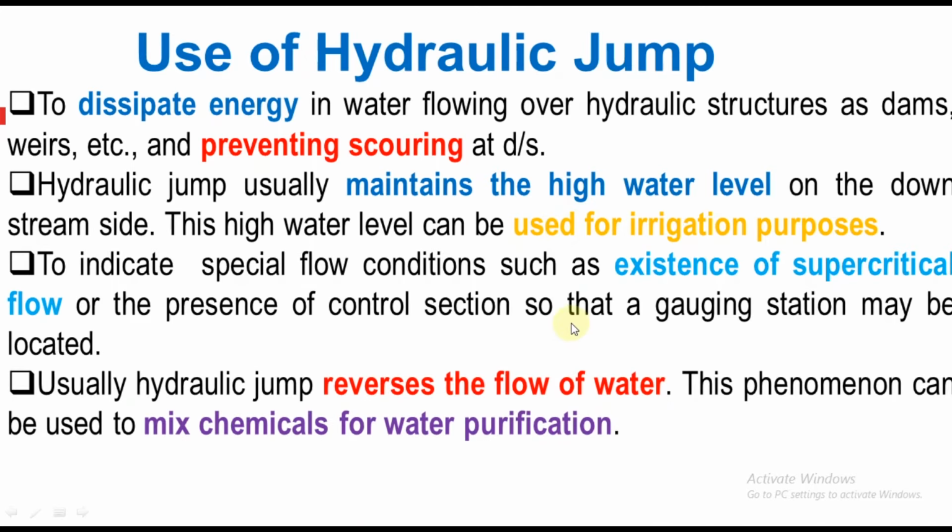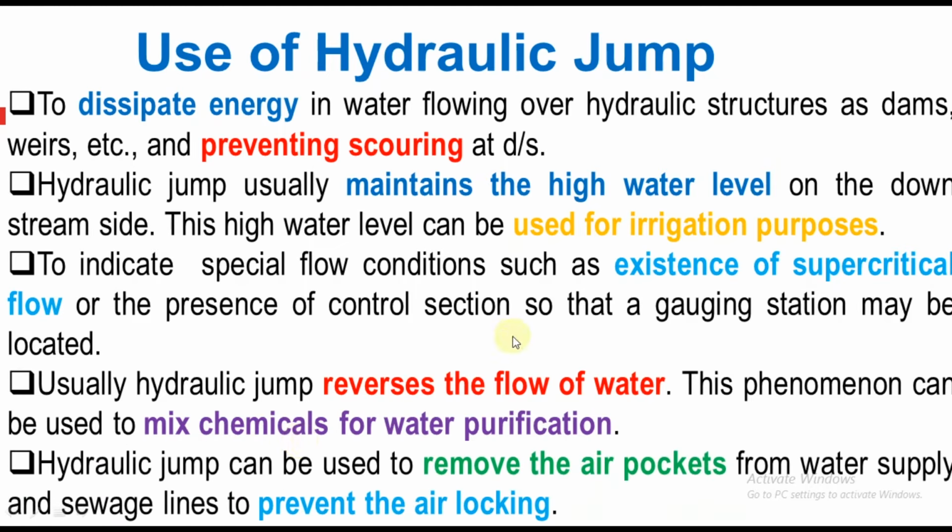Hydraulic jump is going to reverse the flow of water, and this phenomenon can be used to mix the chemicals for water purification. So this is an effective process for mixing the chemicals which are generally used for water purification. No need for any separate equipment or instrument to mix those chemicals in the water. No need for a separate mixer. So we can simply use this hydraulic jump to mix those chemicals in the water, so water will get purified, and the mixing of chemicals would be more effective.